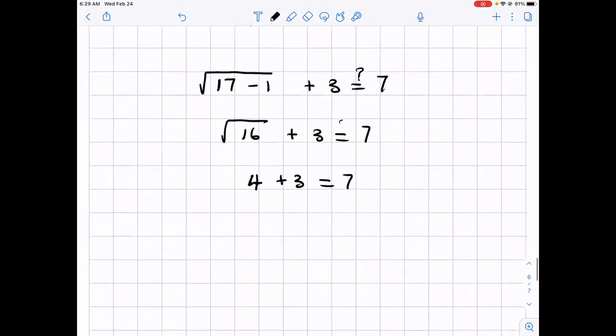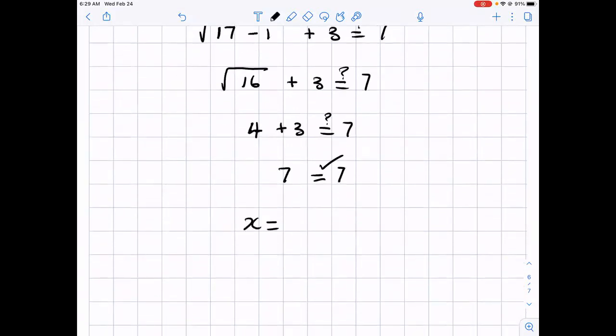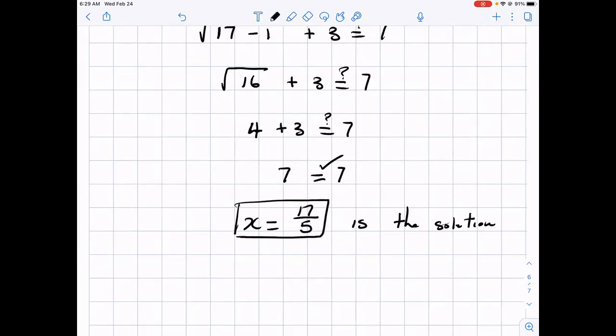And 4, we leave with the question mark. 4 plus 3 is 7. 7 is equal to 7, so it checks. Okay. So x equal to 17 over 5 is the solution. Once it checked, that's my solution. That's 17 over 5. So here, that's my solution because it checked. Okay, very important.